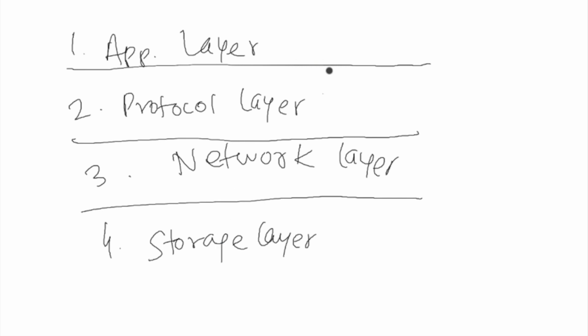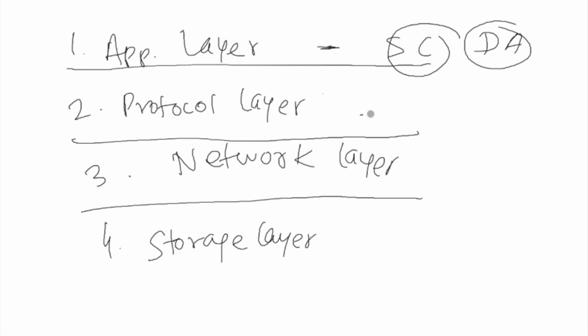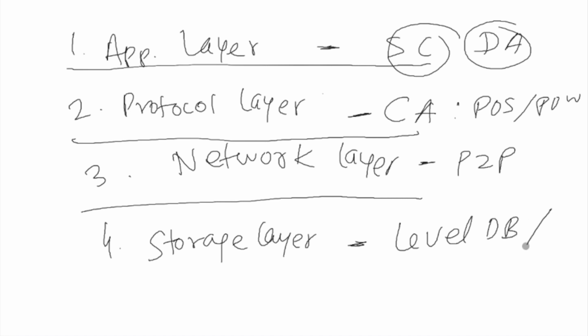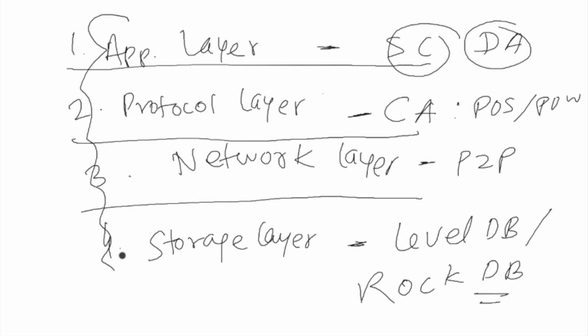On the application layer, you are going to see smart contracts, or I would say decentralized applications. On the protocol layer, you will see consensus algorithms, which is proof of stake or proof of work. On the network layer, you will see a peer-to-peer network, and in the storage layer, you will see LevelDB or RocksDB. So this is the basic architectural design of an application in a Web3 environment.